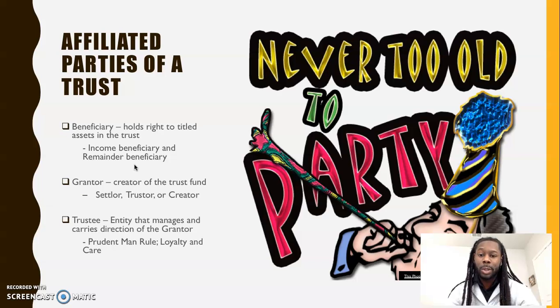You also have a grantor, which is the creator of the trust fund. The grantor also goes by names such as the settlor, the trustor, and also the creator. The grantor is normally the person that owns the trust or that has the legal basis to the trust. And last, you have the trustee, which is the actual entity that manages and carries out the direction of the grantor. The trustee, sometimes it could be a person, it could be a committee, or it could just be the entity that controls the benefits of the assets within the trust. And they basically manage them and pass them on to the effective person that the grantor acknowledges.